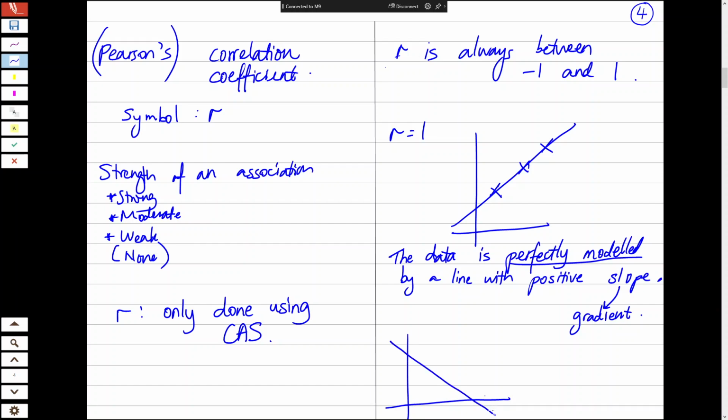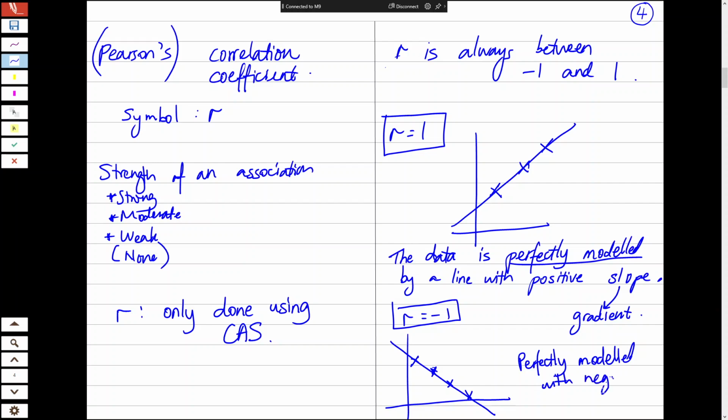Okay, the second case is negative 1. This time, instead of a positive gradient, it's a negative gradient. So I'm just going to abbreviate this sentence: perfectly modeled with negative gradient.